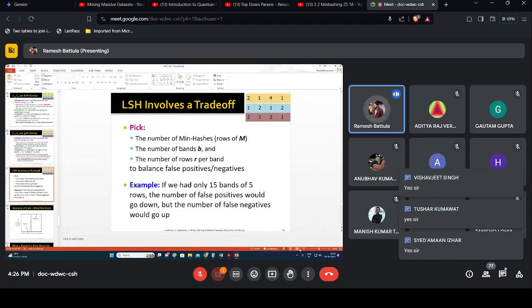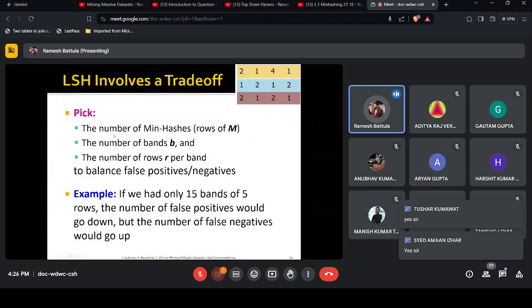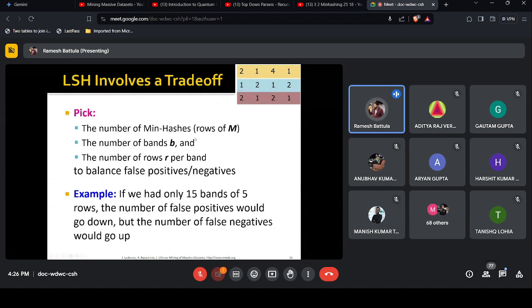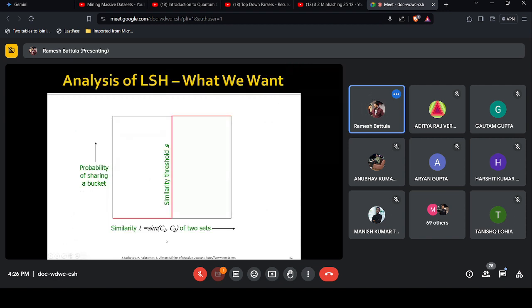So with the help of this, we try to understand the number of minhashes we need to check. After that, the number of bands we need to find. Then the number of rows we need to check. Then we need to balance false positives and false negatives, so that we will get our LSH value. If we had only 15 bands of 5 rows, the number of false positives would go down, but the number of false negatives would go up. So that's how to analyze locality sensitive hashing.